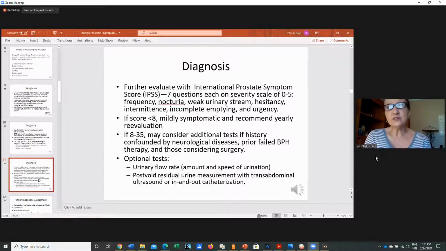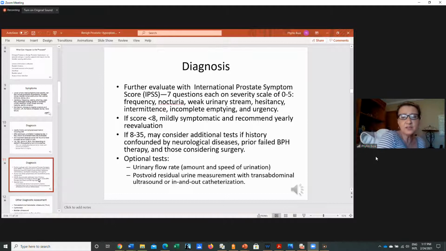And basically, it just looks at the patient's symptoms and grades them on a Likert scale of 0 to 5. And then depending on what their score is, it determines what the next step needs to be. If it's less than 8, then just yearly evaluations, or if their symptoms increase, they may need more close follow-up. And if it's 8 to 35, then they may want to do some additional testing to determine if there's something else going on.